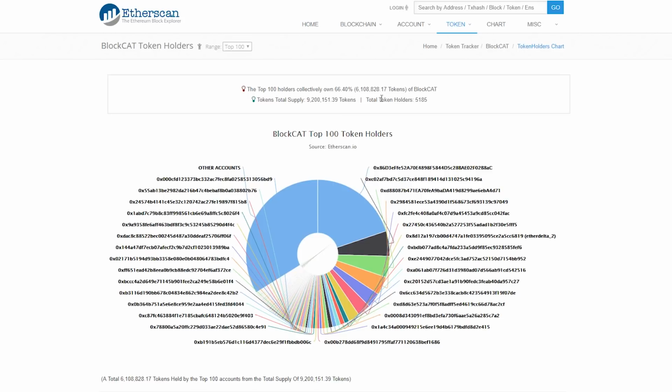Now what you'll need to find out when you're researching these coins is the reason why one may hold a lot. It could be because there's reserves. The company might be holding reserves. They might have locked a portion of it for advisors, for the founders, for marketing. For a couple of years they could be using certain portions.